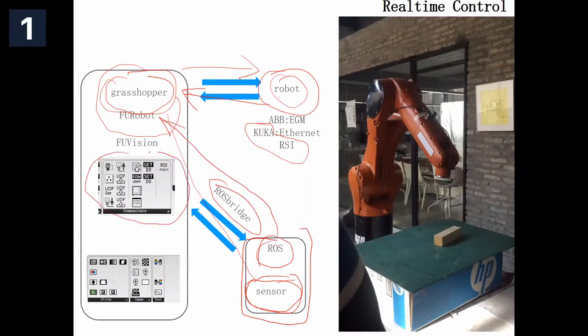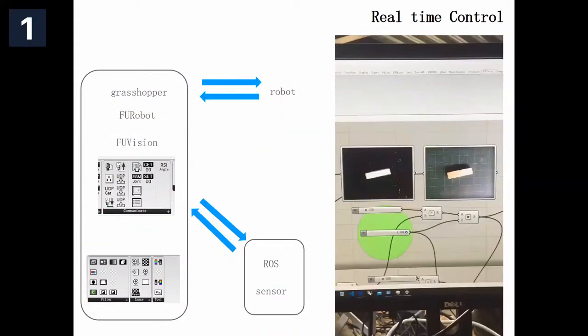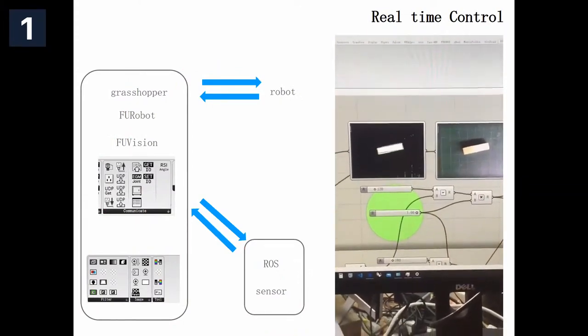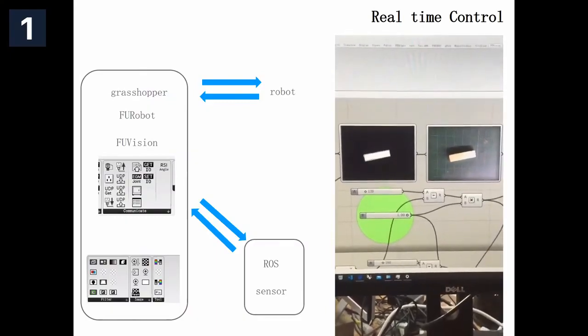This component is for communication and real-time control with robots. And this component is for the camera, for image recognition and image processing. You can see the image, how to follow this wood brick.